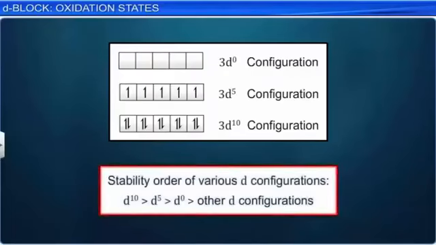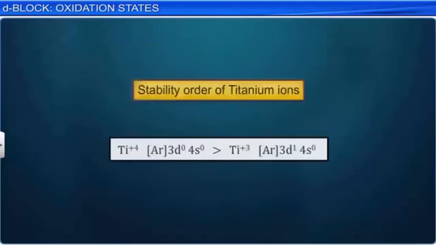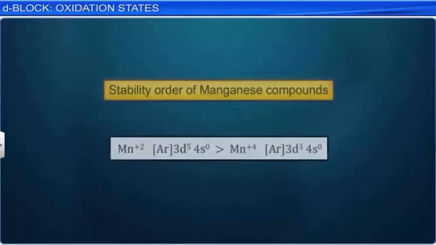The relative stabilities of various oxidation states of 3d series elements can be correlated with the extra stability of 3d0, 3d5 and 3d10 configurations to some extent. Thus, a titanium 4+ ion with 3d0 configuration is more stable than a titanium 3+ ion with 3d1 configuration. Similarly, a manganese 2+ ion with 3d5 configuration is more stable than a manganese 4+ ion with 3d3 configuration.